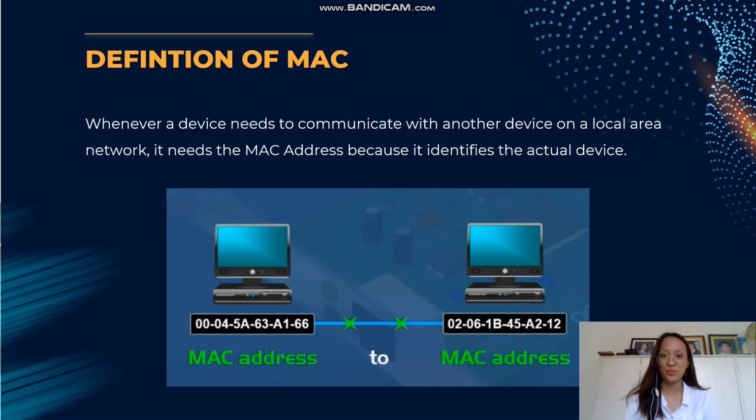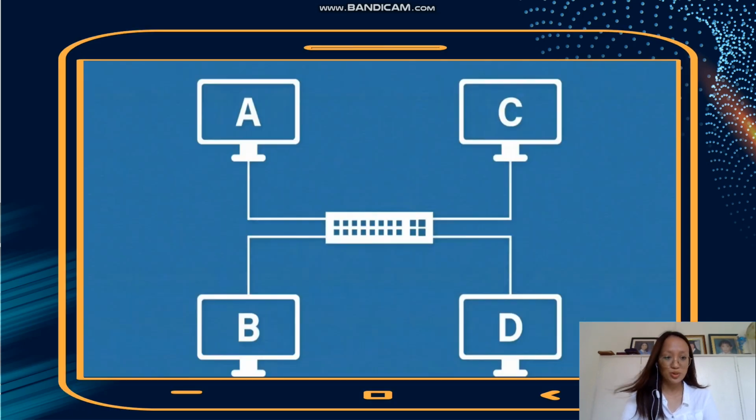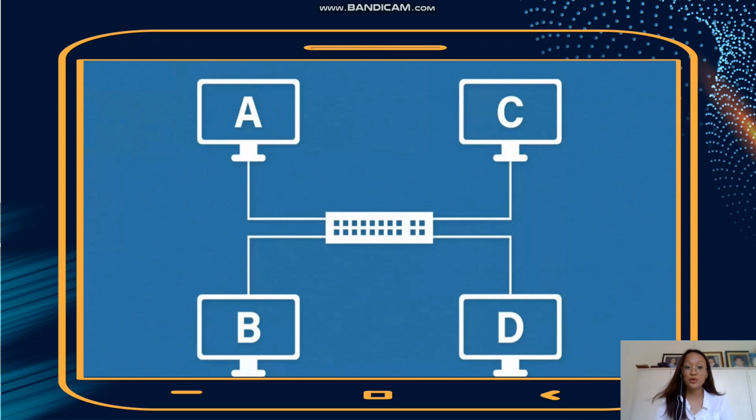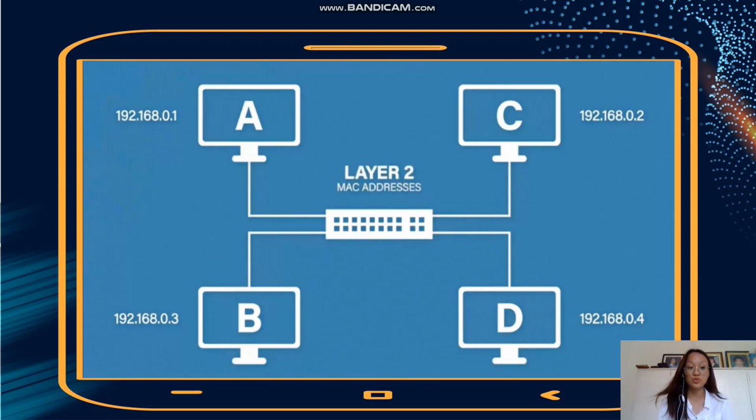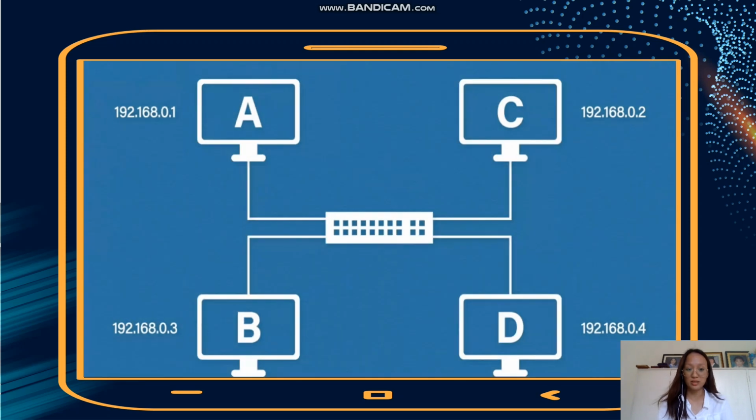So let's see how this works. We have an example here, and we have four computers and a switch. Our computers have been assigned IP addresses 192.168.0.1, 2, 3, 4. Let's say computer A wants to communicate with computer D. Now that we know their IP addresses, take note, switches are layer 2 devices which use MAC addresses, not IP addresses. So for that, we must find out their MAC addresses so they can communicate.